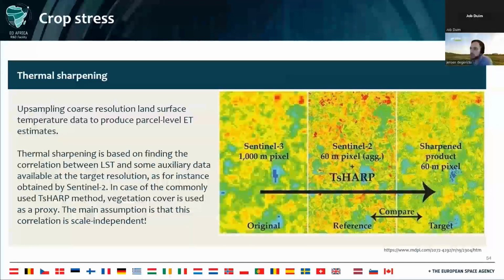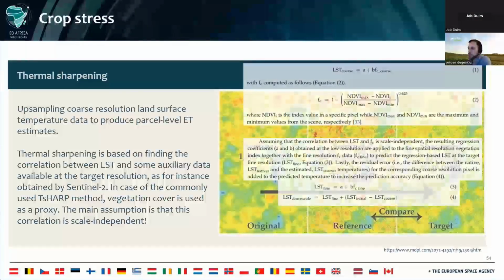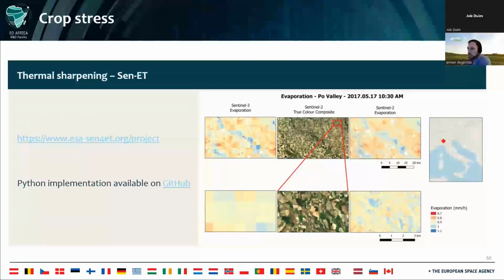But there are some approaches out there which actually artificially improve the resolution of these products so that they become useful at the field scale. This is called thermal sharpening. And again, I have to apologize, but I don't have too much time to go into detail here. I want to highlight this SenET project, for instance, whose source code is freely available on GitHub.